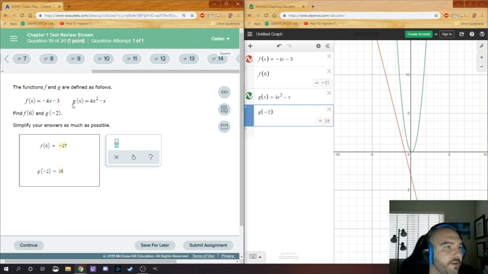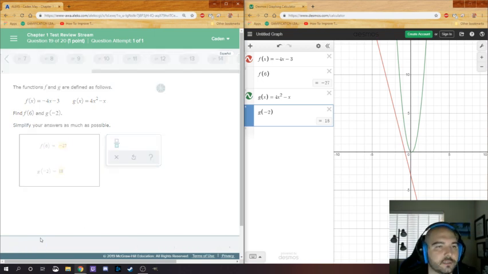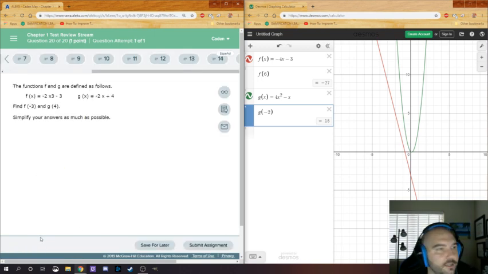And you could always verify it. Negative 2 squared is 4. 4 times 4 is 16. And then the minus negative 2 actually adds 2, which makes it 18. So it works out. I'm not going to justify it. I'm just going to say that's a way to do it.